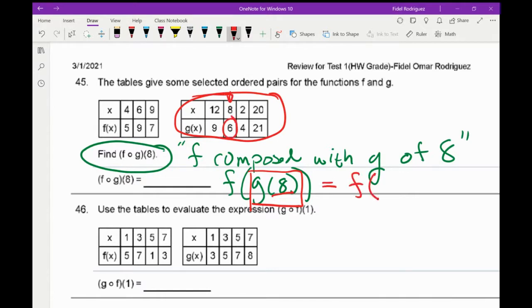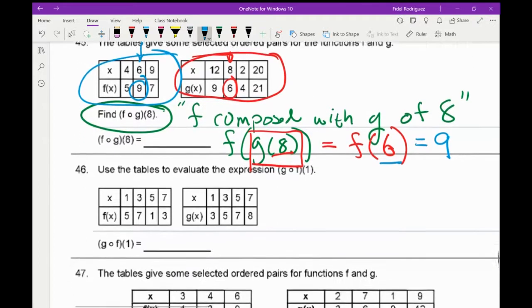So this is saying now we're going to find f of 6. So now I'm going to come to the function f, and I'm going to say, okay, when x is 6, what is the value of f? It's 9. And that's pretty much all I really have to do for 45.